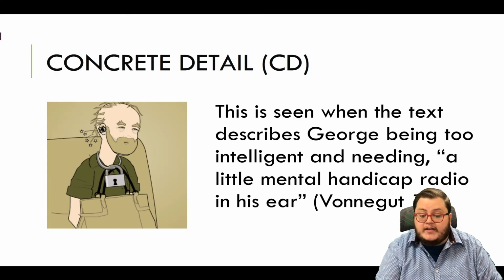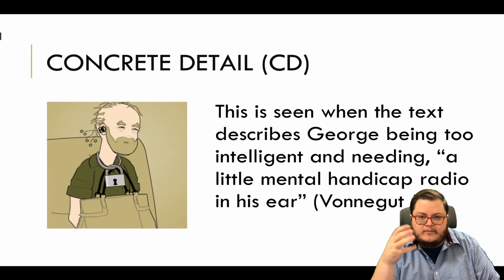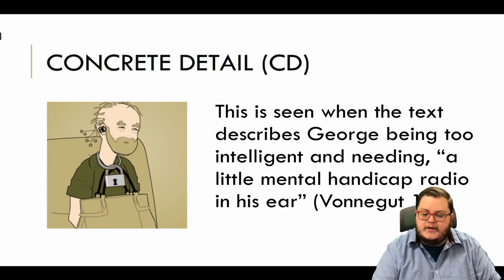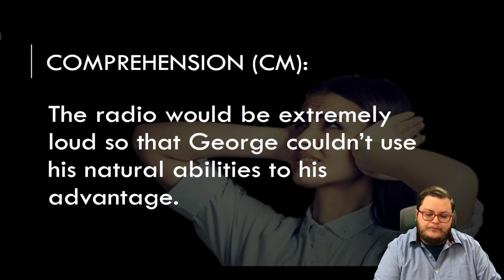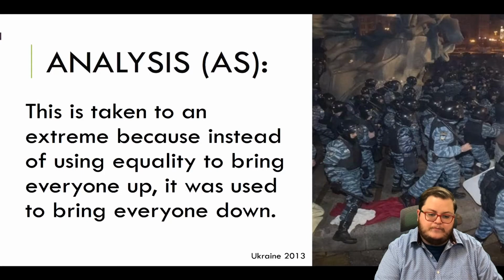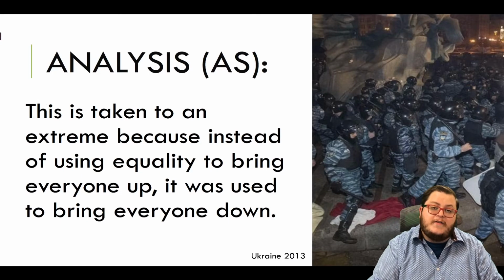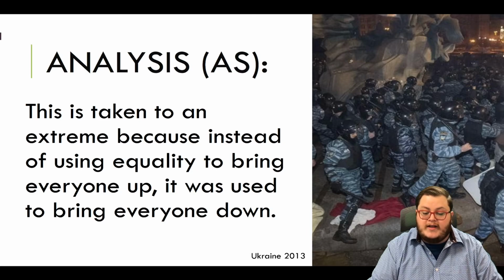Then I go into my evidence. This is seen when the text describes George being too intelligent and needing, quote, a little mental handicap radio in his ear. So the radio is blaring music so that he can't focus because he's smarter than other people. Comprehension, what does that mean? So I explained the radio would be extremely loud so that George couldn't use his natural abilities to his advantage. And it's assumed that natural abilities was his intelligence. Analysis, the so what? This is taken to an extreme because instead of using equality to bring everyone up, it was used to bring everyone down.